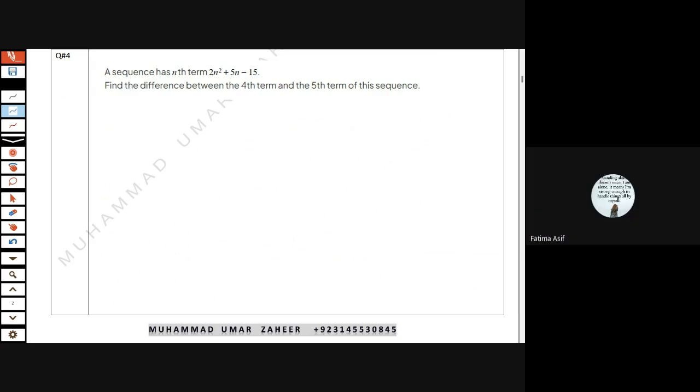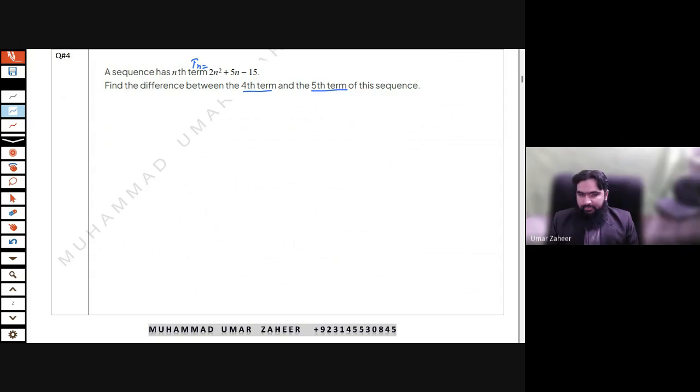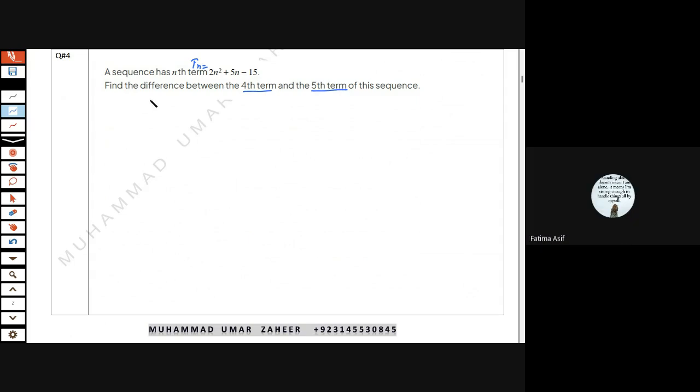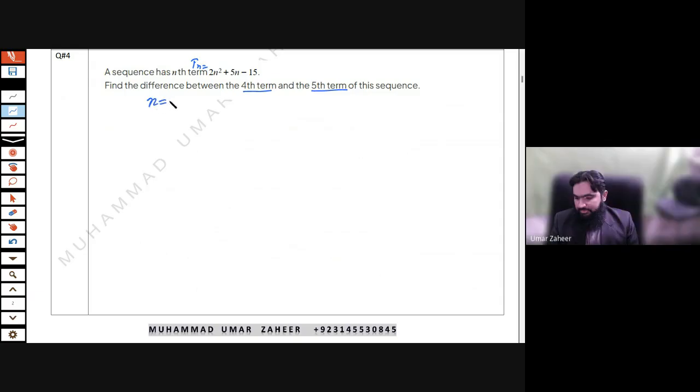Yes, Fatima, tell me about the next one. The sequence has nth term 2n square plus 5n minus 15. Find the difference between the fourth term and the fifth term of the sequence. Yes, how will you find the fourth term? We have to substitute n is equal to 4, and for the fifth term, we will put n is equal to 5. So T4 is equal to 2 into, at the place of n, 4 square plus 5 into 4 minus 15.